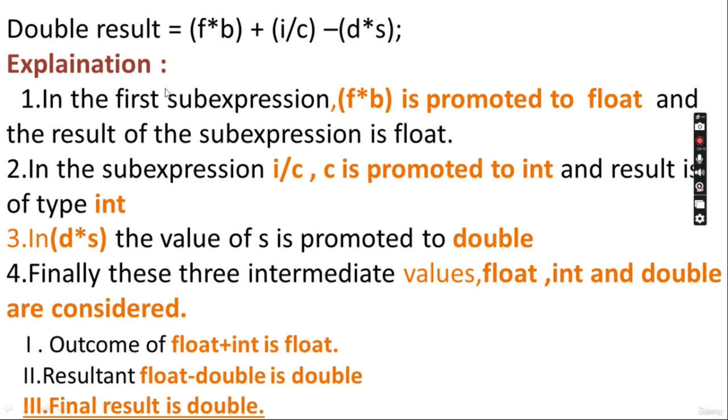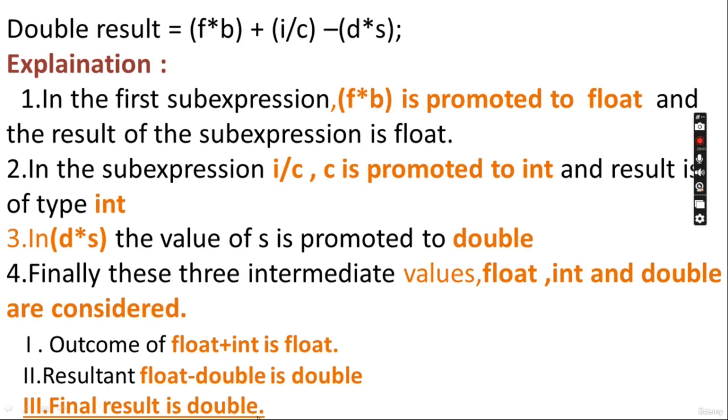So how will it be evaluated? One of the operands is float, so it will be promoted to float, and the result of the sub-expression is float. Then c is promoted to int, one is int, so c is promoted to int, and the result is int. And d's value of s is promoted to double. Finally, these three intermediate values, float, int and double, are considered. The outcome of float plus int is float. The resultant float minus double is double, and the final result is stored into a double.